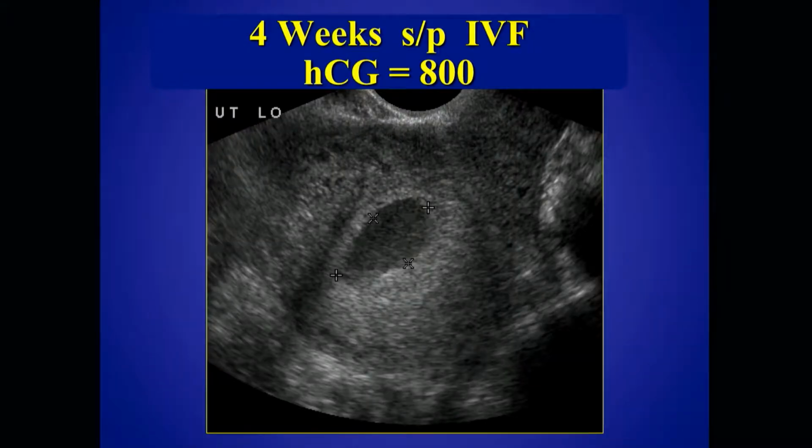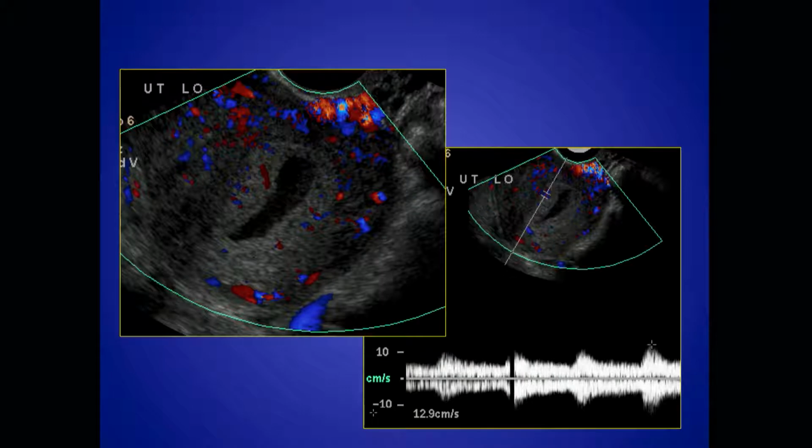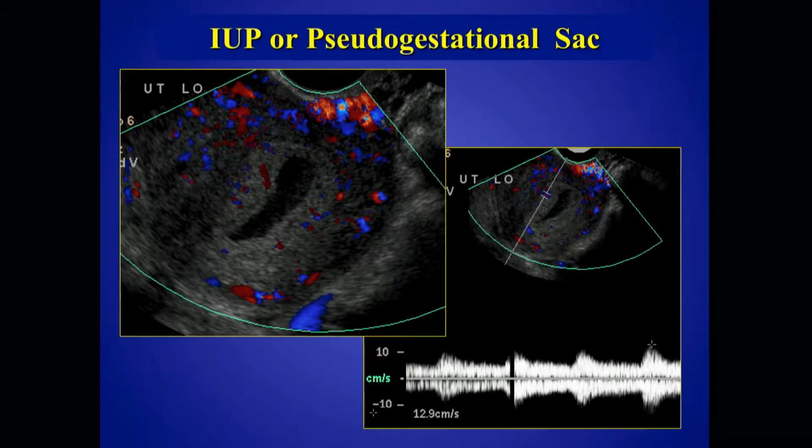So here's another case to illustrate the point. 4 weeks after IVF, and the HCG is 800. So there's discordance between the HCG level, the timing of the study, and the appearance here of a relatively large-looking sac within the endometrial canal. In this particular case, I turn the color on, I see that there's no flow. I sample around the area and the velocity is only 13 centimeters per second, below the 21 which I would expect if this was an intrauterine pregnancy. So now I'm concerned that I'm dealing with a pseudogestational sac and not an IUP.